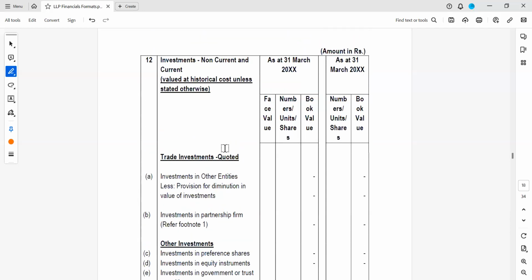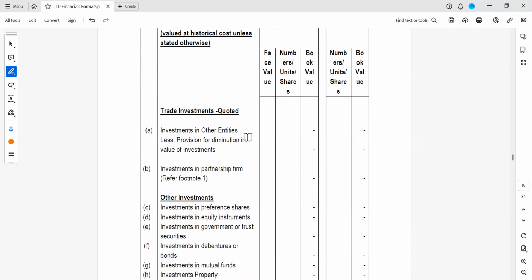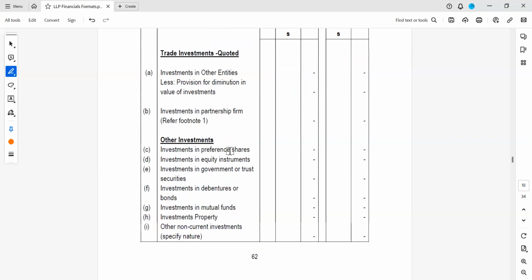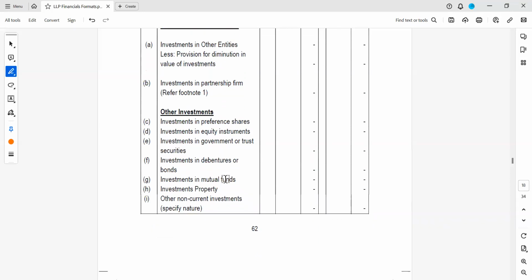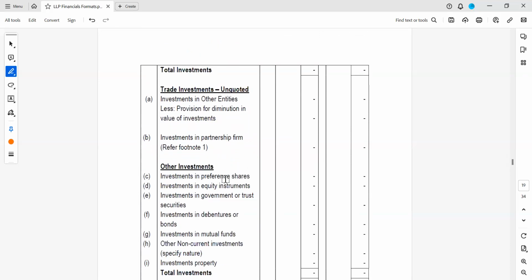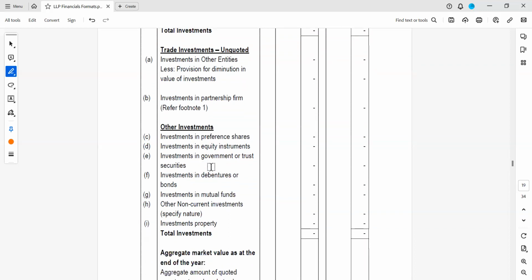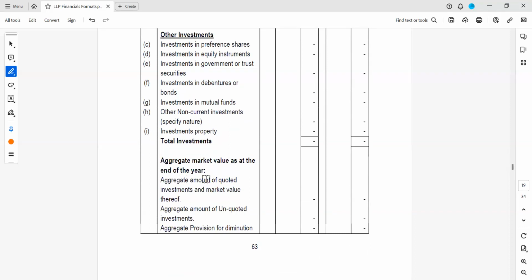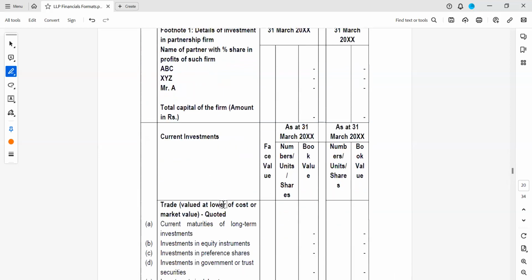Okay. Now coming to the assets aspect, after fixed assets, investments: non-current and current, we have to disclose both. Trade investments quoted, other investments, very similar to the company's format only. There is no exception. Okay. The same thing we have discussed during Schedule 3 Division 1. Trade investments unquoted, other investments, aggregate market value of quoted investments, unquoted investments, the same format. There is no change here.